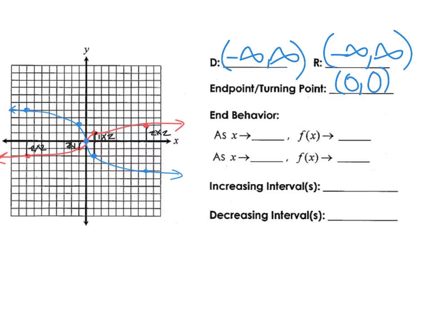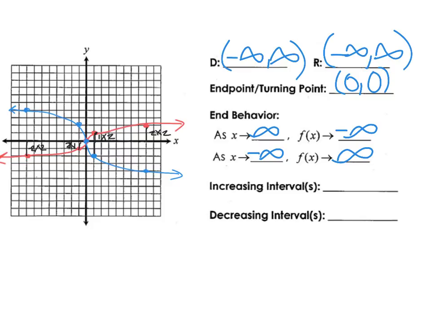And then our end behavior. As x is approaching positive infinity, so as x is going to the right, f of x is now going down. So we say as x is approaching positive infinity, f of x is approaching negative infinity because it's going down as it's going to the right. As x is approaching negative infinity, so as it's going to the left, f of x is going up, or approaching positive infinity.